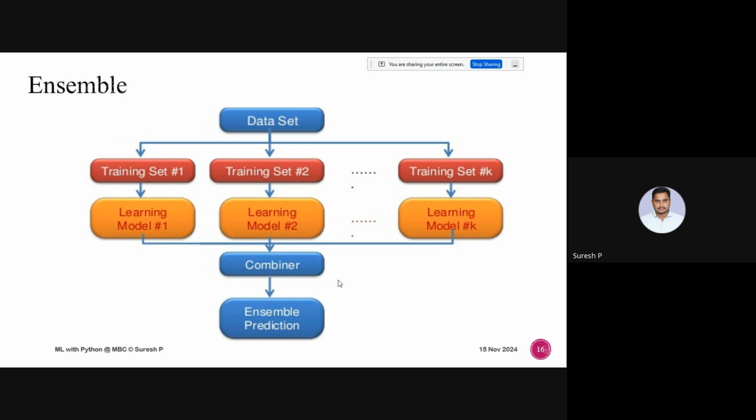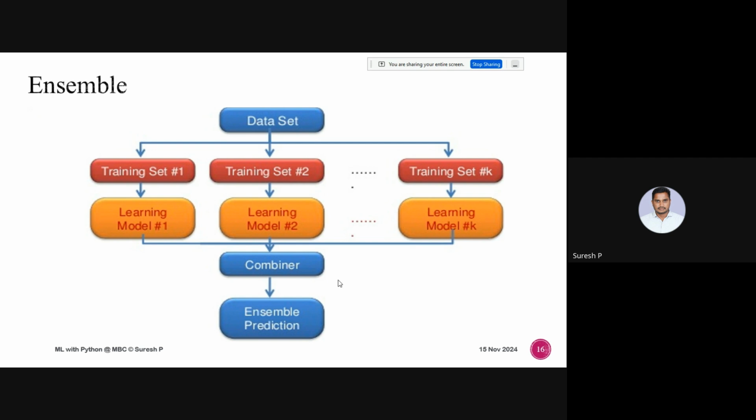This is a diagrammatic representation of the ensemble concept. Here we are having a data set. The data set is divided into multiple training sets. We can have a single data set, and that single data set will be divided into training set 1, training set 2, and training set n. Like that, a number of training sets or subsets will be created, and a model will learn from each training set, like model 1, model 2, model 3. We take a subset of the data set, and from that particular subset, the model will be learning. Then we will have a combiner module. That combiner module will integrate all the models which are learned from the individual training sets.